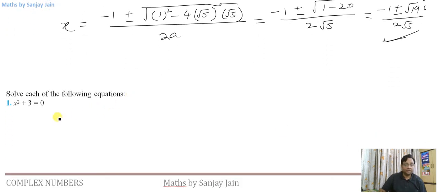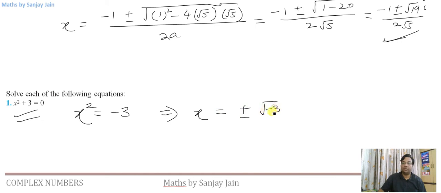Solve each of the following equations. First equation can be solved directly because x squared is equal to minus 3. That means x will be equal to plus minus square root of minus 3. That is plus minus root 3 iota.